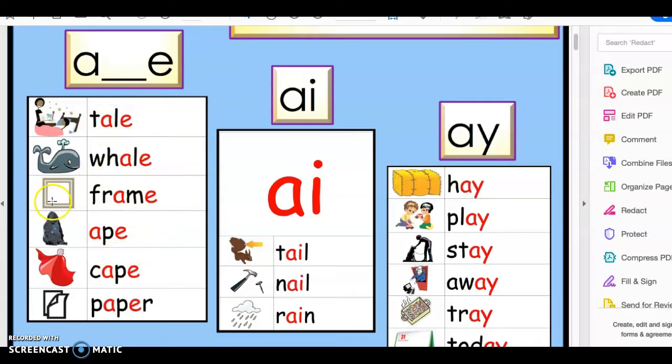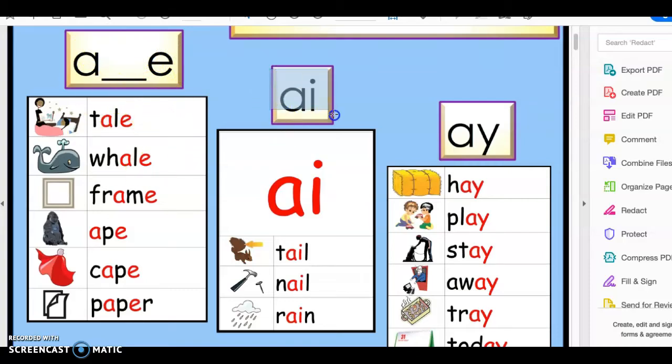So this is a frame, ape, cape, like a superhero cape, and then paper. So every time you see A blank E, it says the sound A.